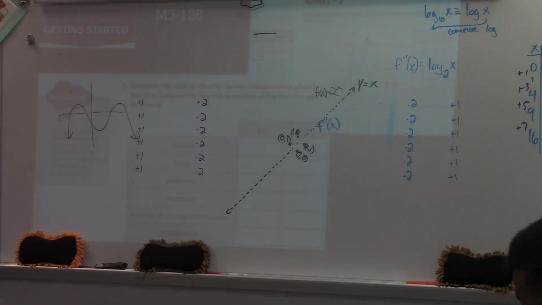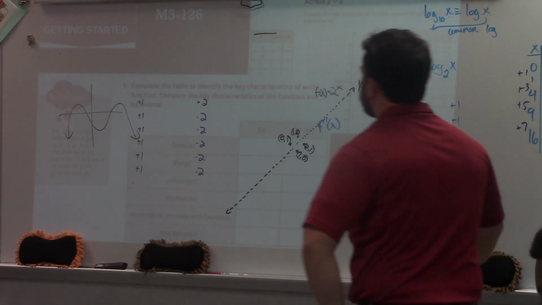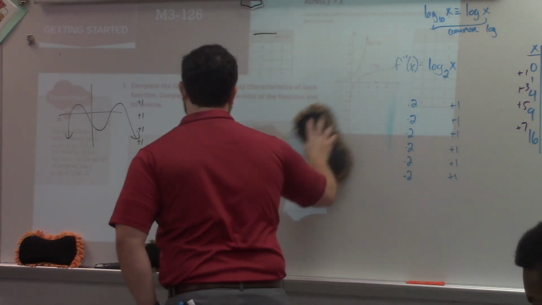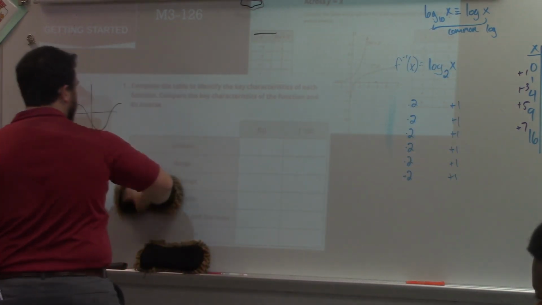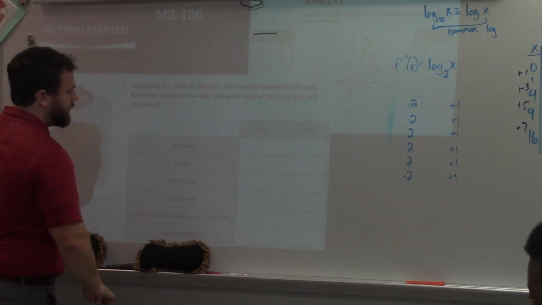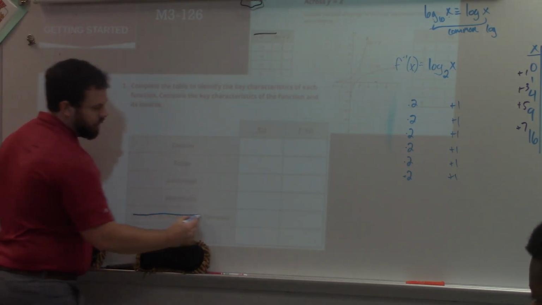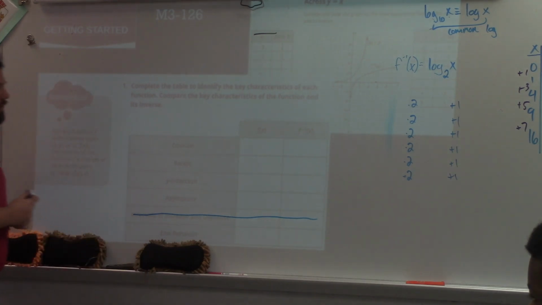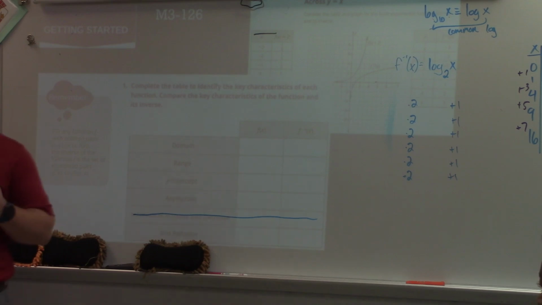So here's what I want you to do, okay? We're going to complete the table identifying these key characteristics of each function, okay? And so we have the f of x and we have the inverse of f of x. This is going to help us practice some more important ideas. I do not want you to worry about intervals of increase and decrease. I do want you to do domain, range, y-intercept, asymptote, and end behavior. Okay? So I want you to identify those features on your vertical surfaces with your small groups.